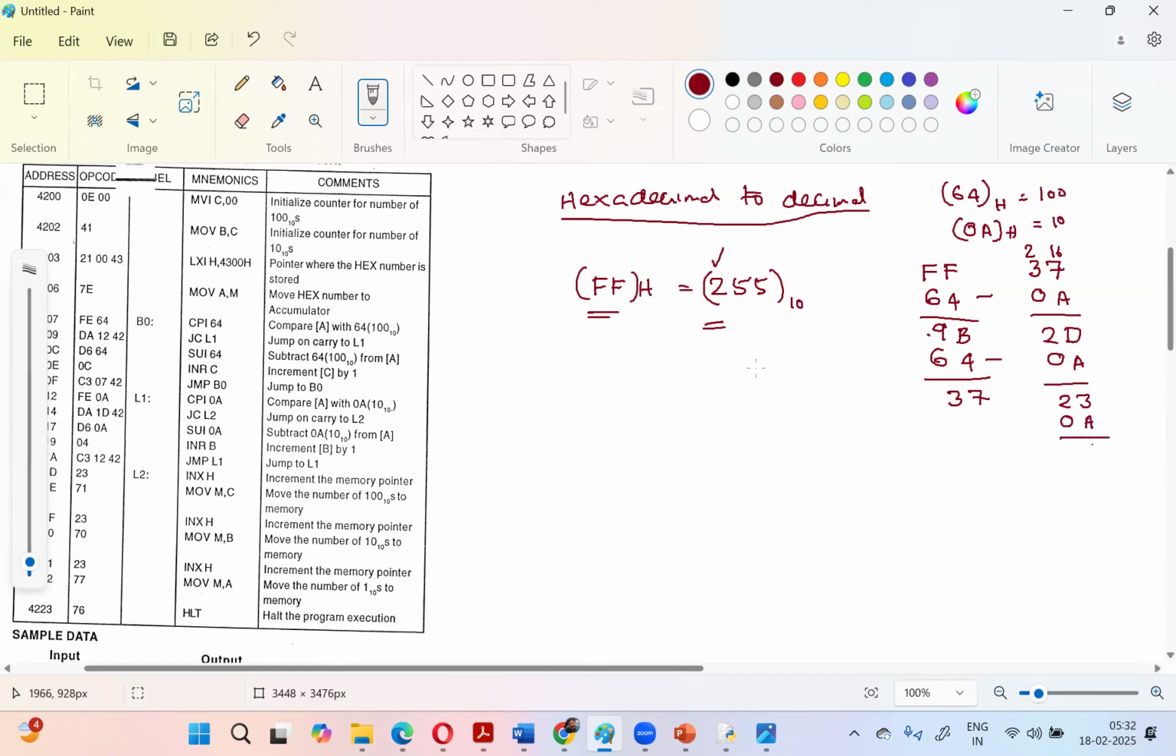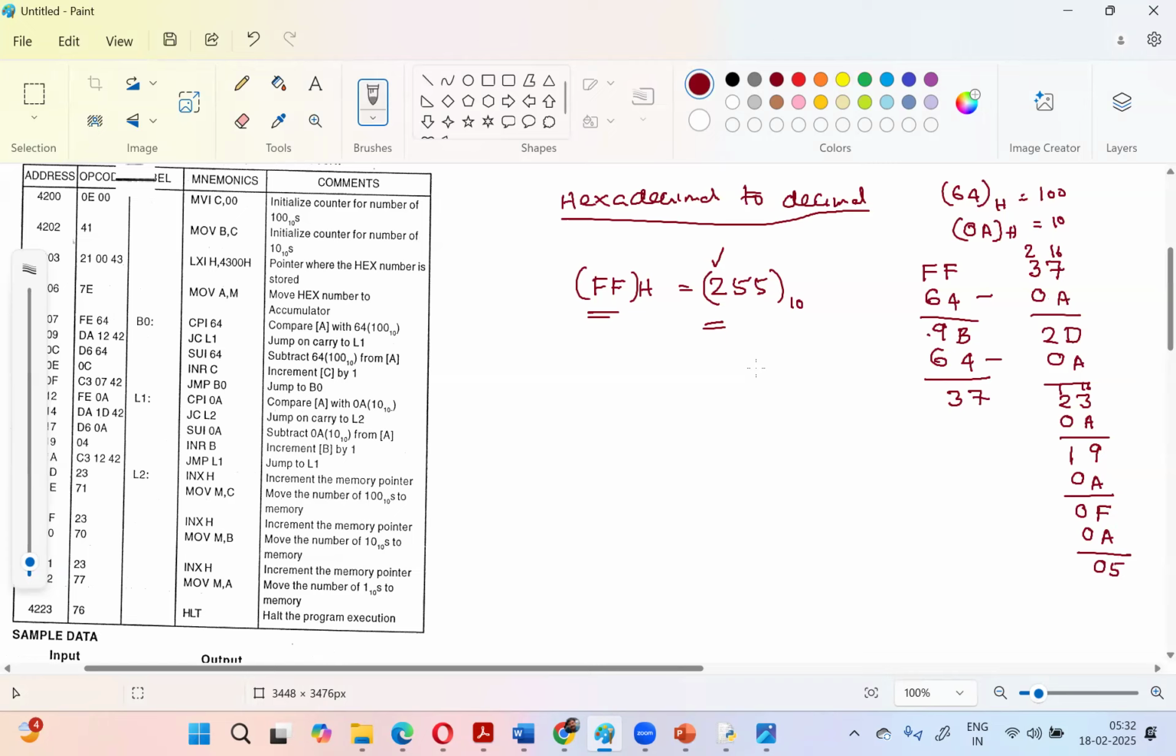Then this is also greater than 0A, so you subtract. You take one borrow, so we have 16. 16 plus 3 is 19. 19 minus 10 is 9, giving 19. This is also greater than 0A, so you have to subtract once again. 9, you take a borrow, 16 plus 9 is 25. 25 minus A is 0F. Here we again have 0A and it is greater than 0A, so you subtract. You will get 05.